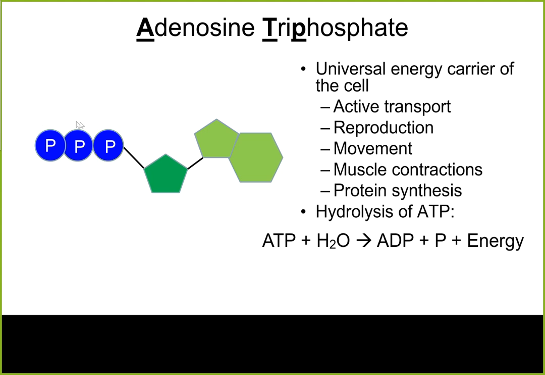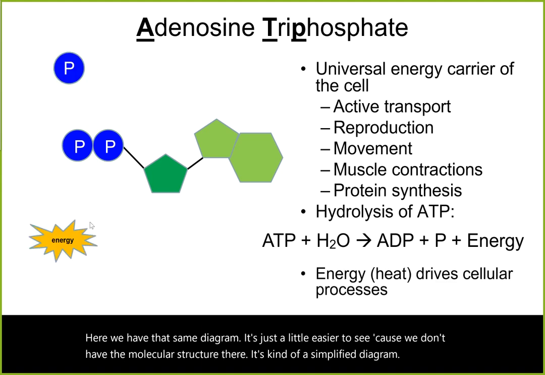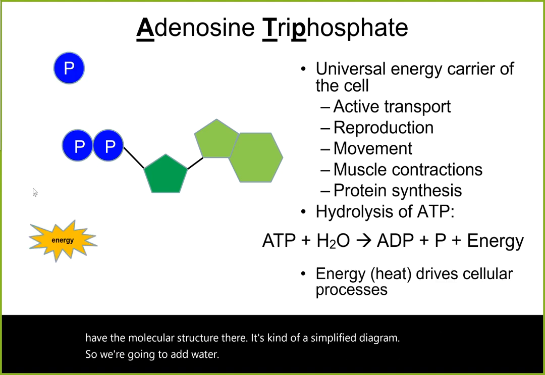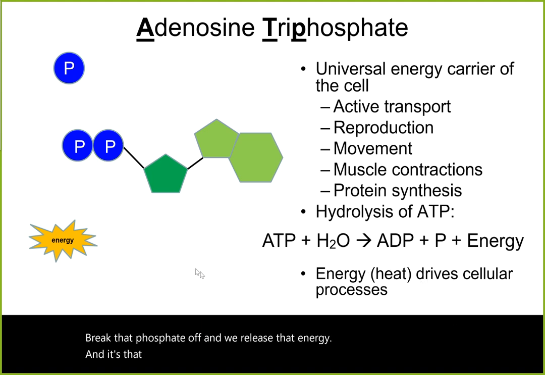Here we have that same diagram. It's just a little easier to see because we don't have the molecular structure there. It's kind of a simplified diagram. So we're going to add water, break that phosphate off, and we release that energy. And it's that heat and that energy that drives cellular processes, like active transport.